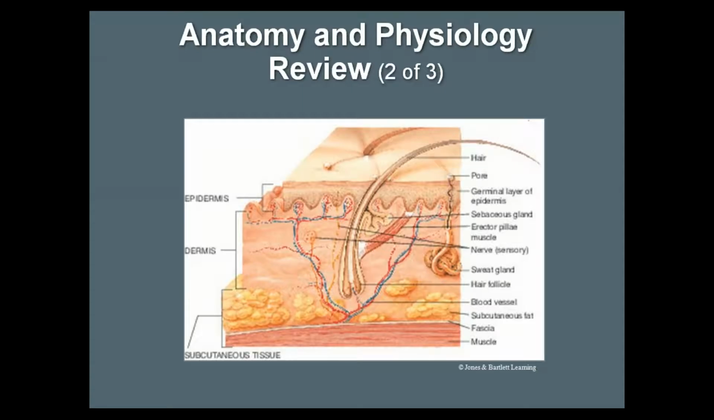Here's a little bit of a picture of that epidermis, dermis, and subcutaneous tissue. You guys already have a good understanding of the terms you might see in the dermis, but just be familiar with the erector pili. I'm sure I butchered that muscle name, but it erects the hair follicle.